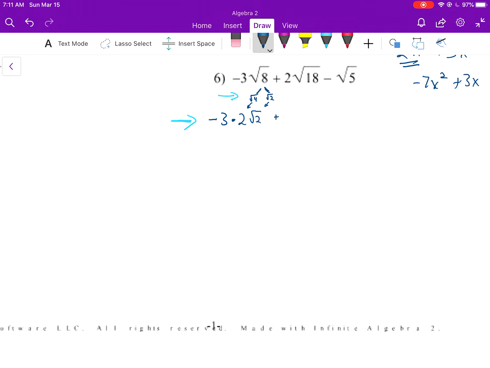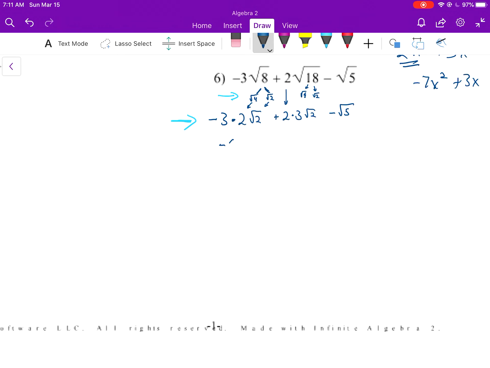As you're thinking, hopefully you're thinking about this and realizing, oh, 18 has a 9 in it. So 2, there's my 2, times the square root of 9 is 3, because 18 is 9 times 2. And then we would have a square root of 2 left over. And again, my reasoning is this can be written as the square root of 9 times the square root of 2. And then this root 5 cannot be simplified, so we'll leave it as is.